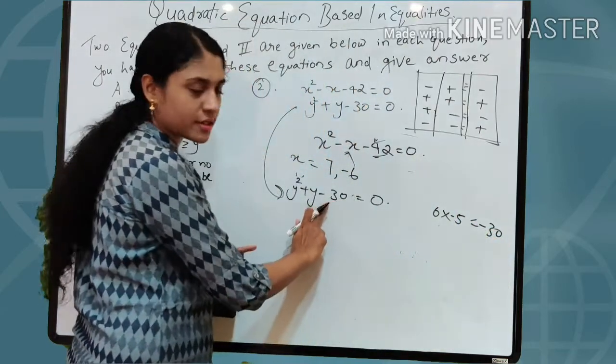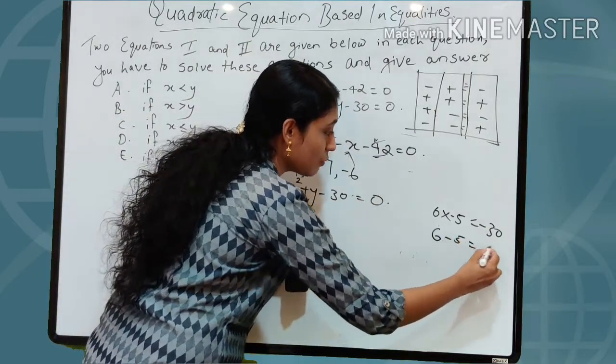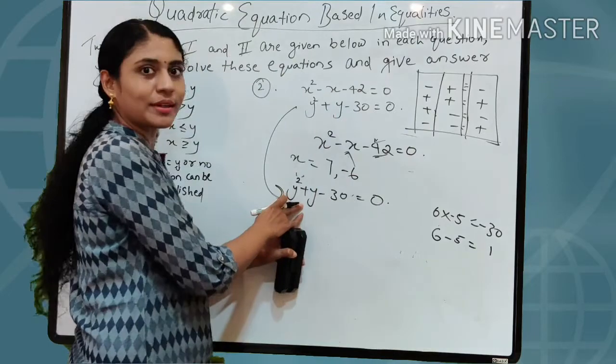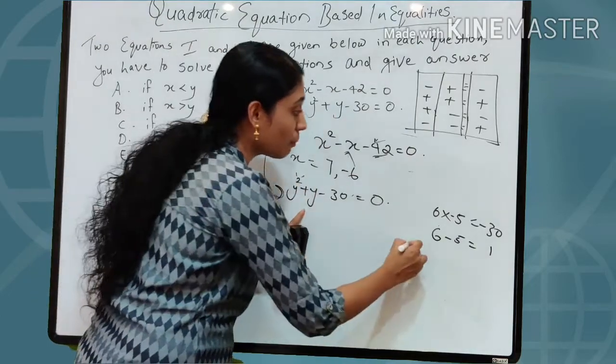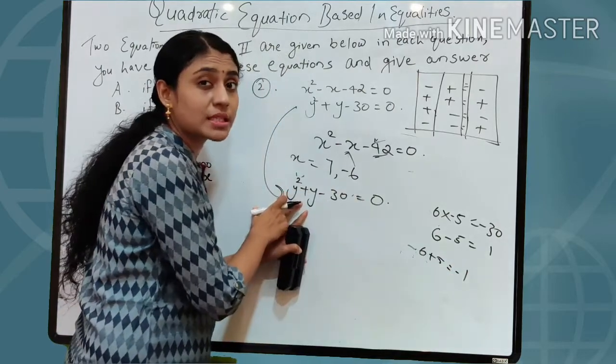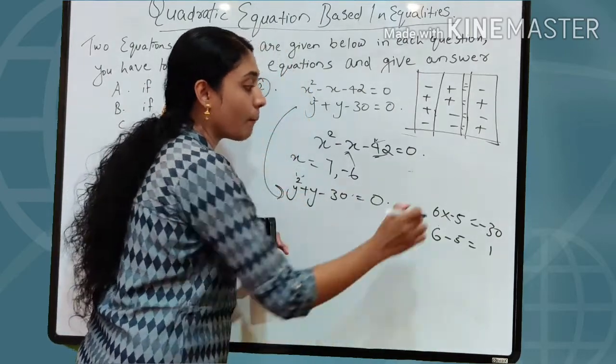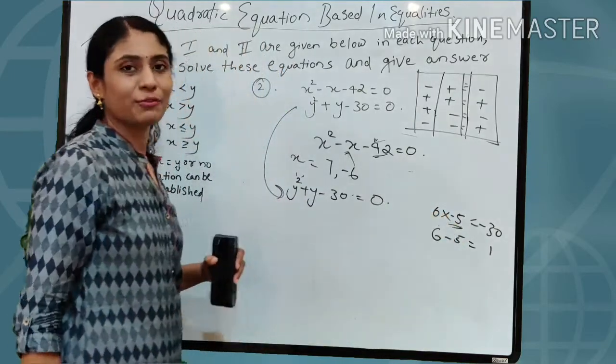That is the constant term, minus 30. And when we do 6 minus 5, we will get 1. That is plus 1. The middle term is plus 1. But when we do minus 6 and 5, it will become minus 1. But the middle term is plus 1. So in order to get the middle term as plus 1, we take minus on the number 5.